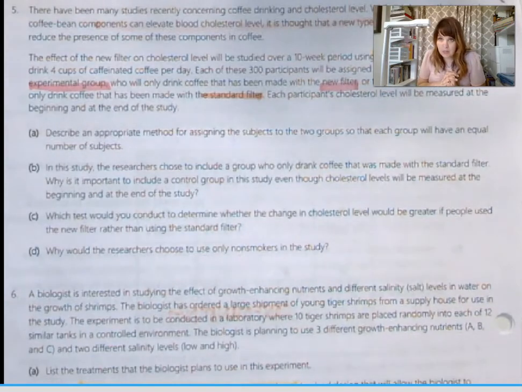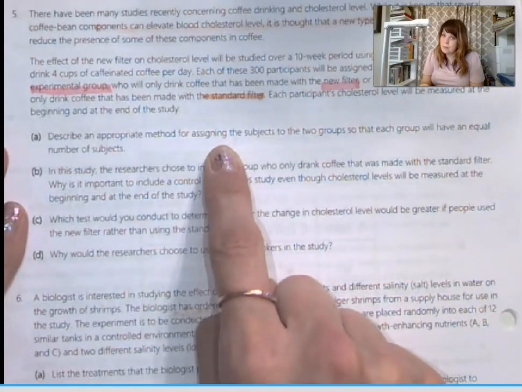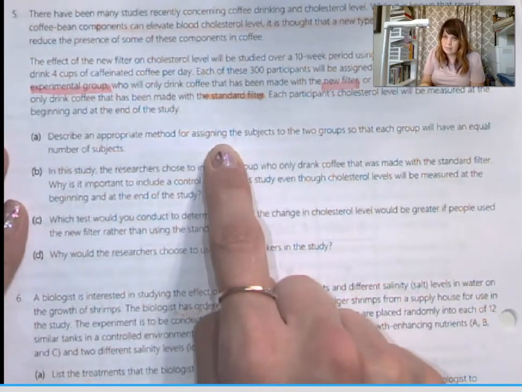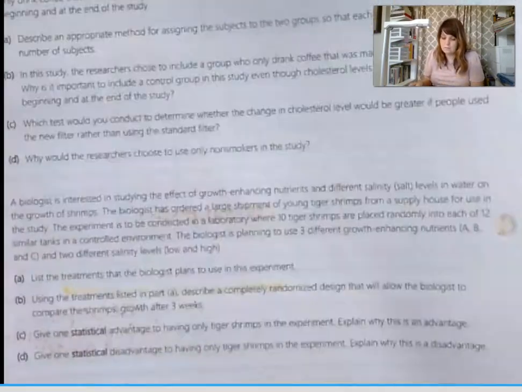I would use 2-hat method. Boom. Notice that it doesn't say it has to be completely randomized, so you don't have to do 2-hat, but 2-hat is the easiest, in my opinion.